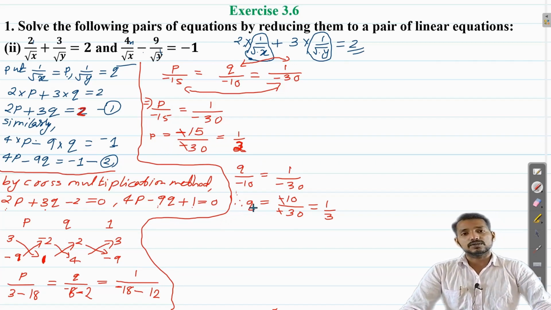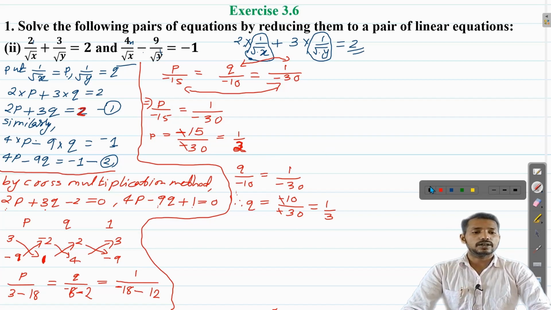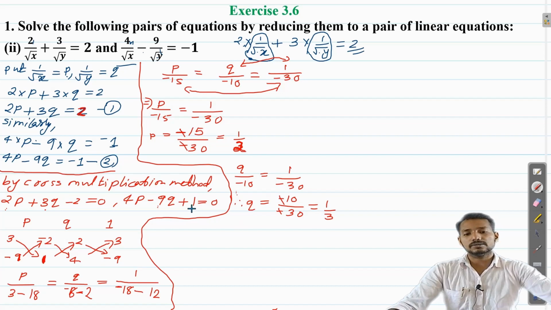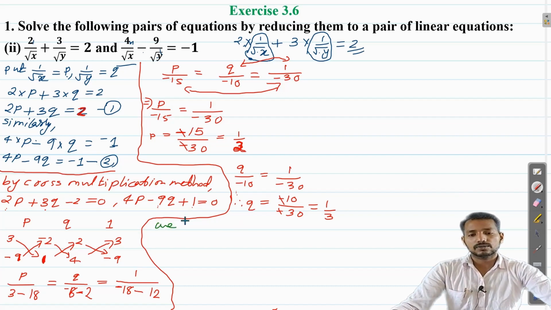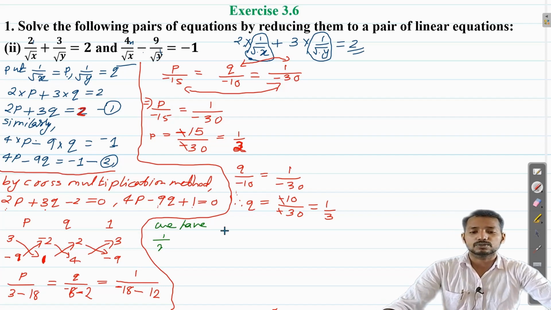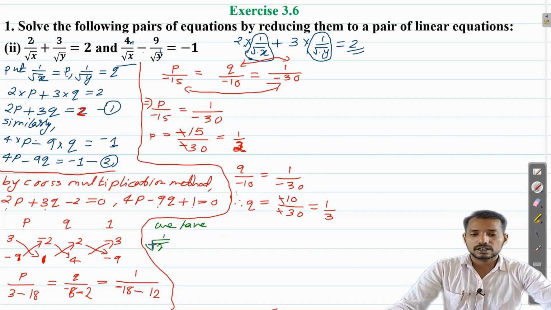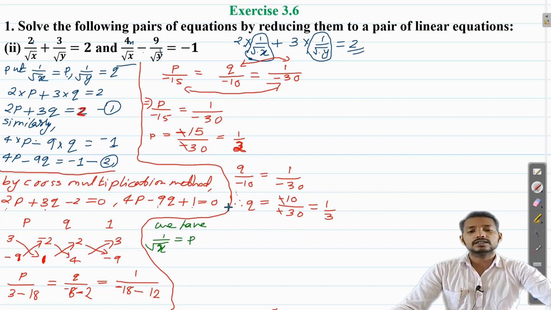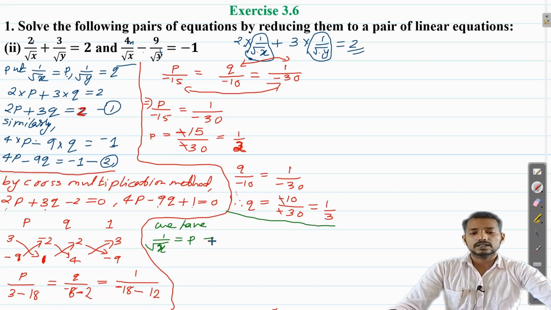Okay, now we proceed with step 3 in this type of question, that is resubstituting for x and y. So what will we get here? P is equal to, we have 1 by x, oh sorry, not 1 by x, 1 by root x is P. Okay, 1 by root x is equal to P means, what is the value of P? 1 by 2.